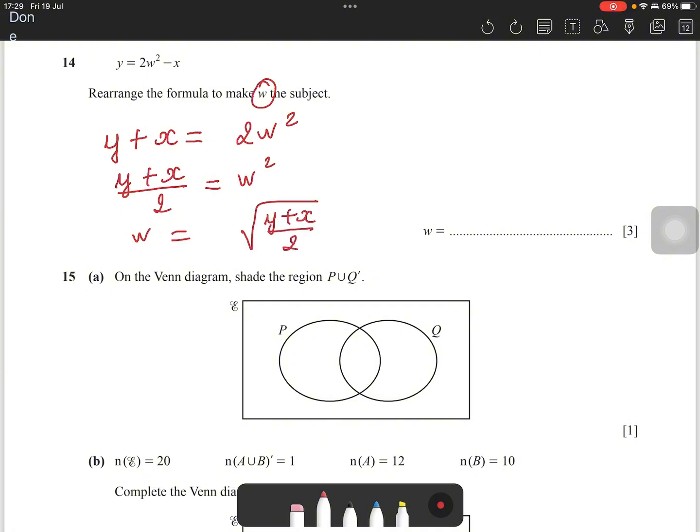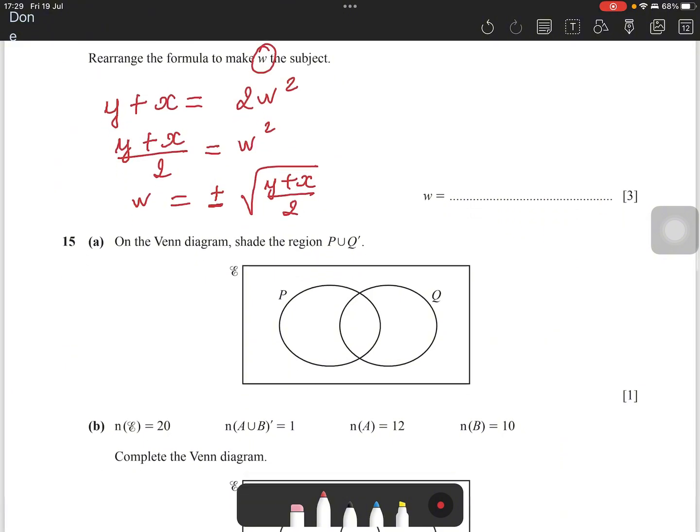But when you take the square root, you need to remember to write positive or negative because we have two different values for this. So the answer is positive or negative, the square root of (x plus y) over 2.